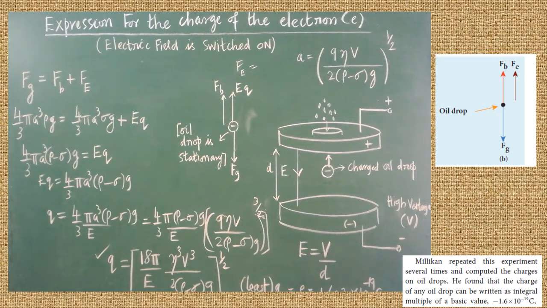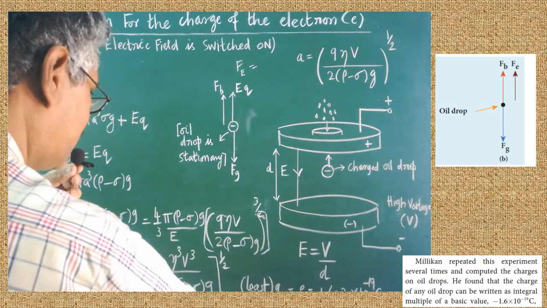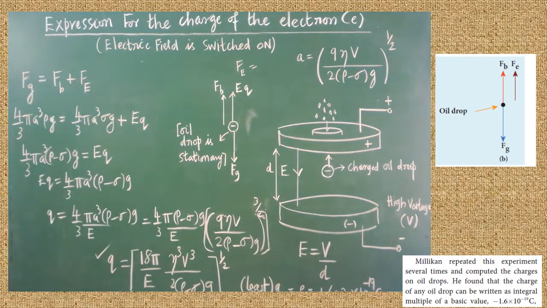After repeating the process several times, each time he got different values of Q. At one point of time, he got the least value. From that repeated least value, he found that the Q value, that is the charge of the electron, was 1.602 into 10 to the power of minus 19 coulomb. So these are the steps involved in the derivation of the charge of the electron. It may be asked in the essay question.